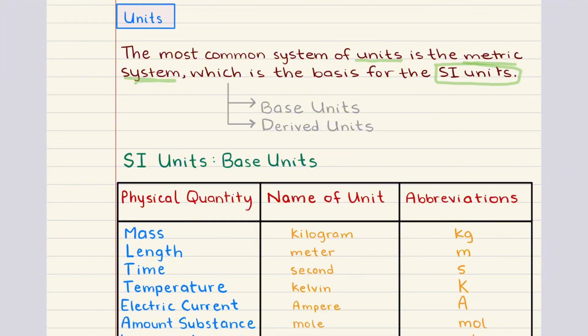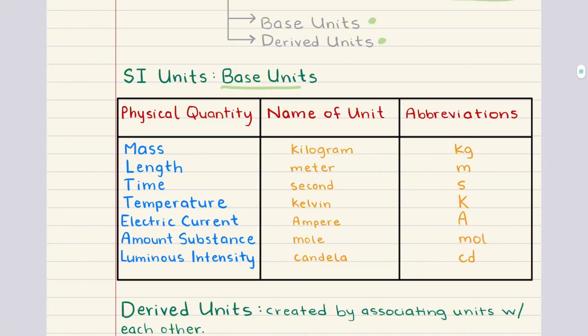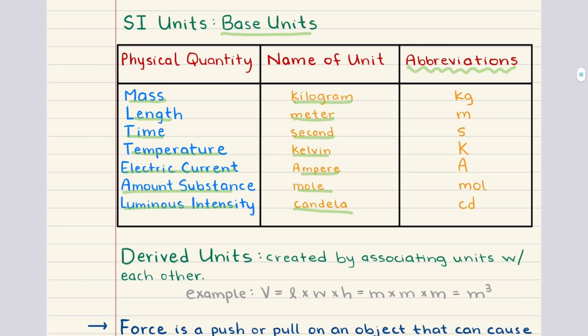Now, in SI units, we divide measurements into 2 categories: base units and derived units. Base units are the fundamental building blocks. There are 7 of them that we use, and they are mass measured in kilograms, length measured in meters, time measured in seconds, temperature measured in Kelvin, electric current measured in amperes, amount of substance measured in moles, and luminous intensity measured in candelas. All other units that we use in science are constructed from these base units.